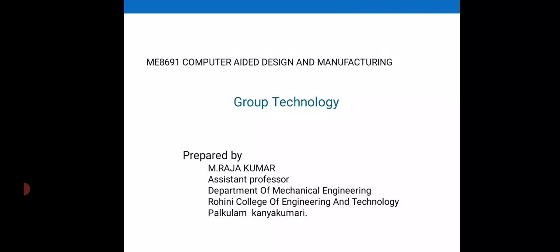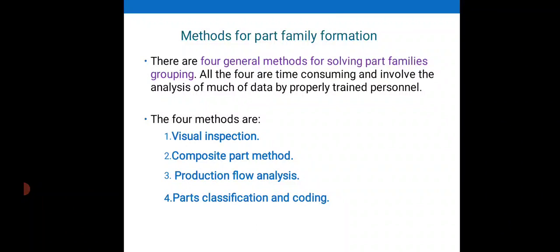Today in this video, I am going to present group technology and methods for part family formation. Group technology is a manufacturing philosophy to increase production efficiency by grouping a variety of parts having similarities of shape, dimension, and/or process route. Thus, in GT, similar parts are identified and grouped together to take advantage of their similarities in design and production.